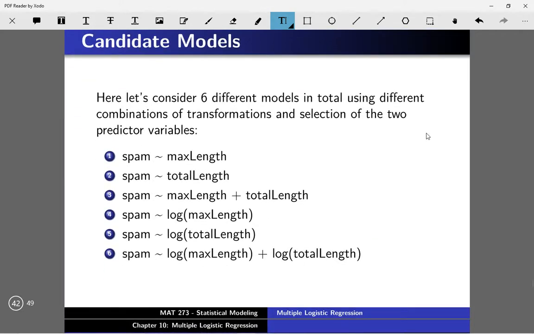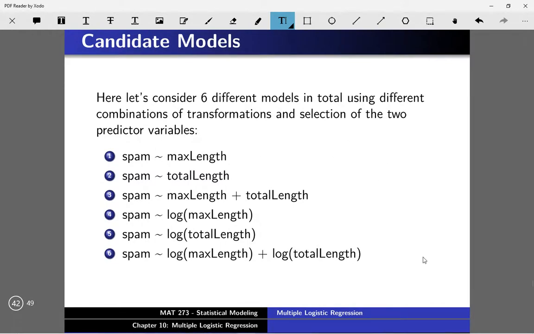Okay. So let's suppose we're considering 6 different models that we want to compare. We're going to use cross-validation. So we had two total predictors, max length and total length, where total length, I think, was the total number of capitalized characters in the email, and then max length was the number of characters in the longest all caps word in the email. So we could use just a simple logistic model with either one of them as the predictor, use a 2-predictor logistic model, log transform either of them, or log transform both and use them. So all of these are candidate models.